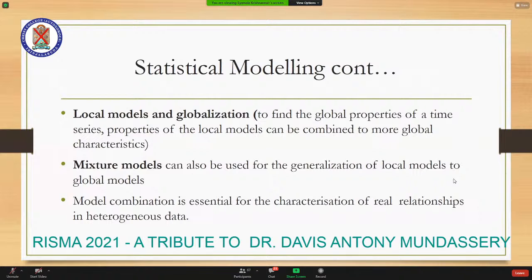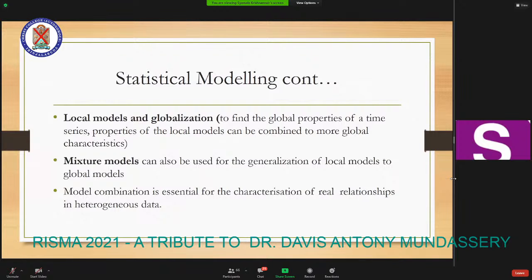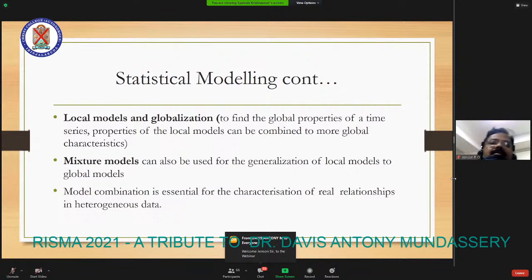Local models and globalization is also another view that some people take when it comes to statistical modeling. They are used to find the global properties of a time series, and properties of local models can be combined into more global characteristics. For example, mixture models can be used for generalization of local models to global models. In other words, model combination is essential for the characterization of real relationships in heterogeneous data, because we have a huge size of data with dissimilar properties, not the same type of data. Even in chemical engineering, in chemical process systems, we have a multi-scale nature of the data, because events happen at different locations and different times. So we have this kind of characteristics.